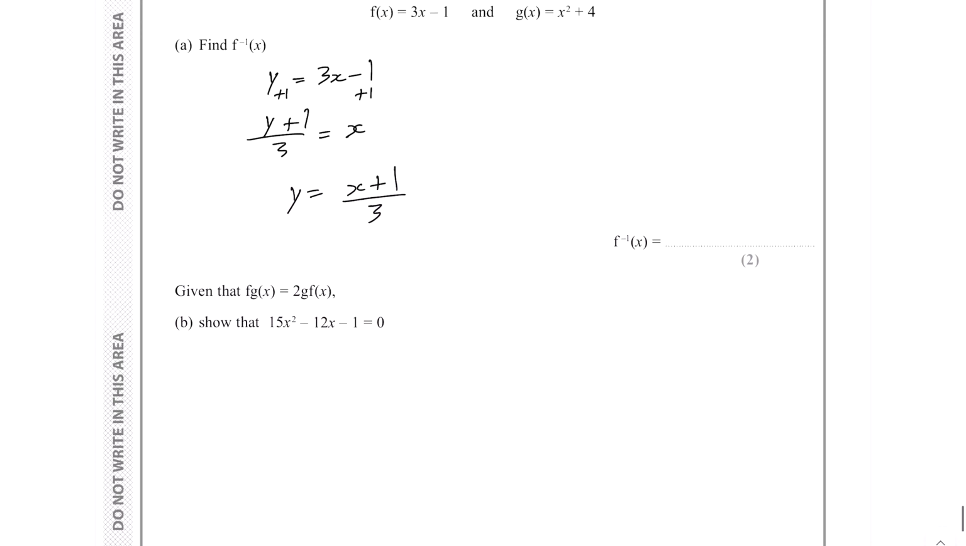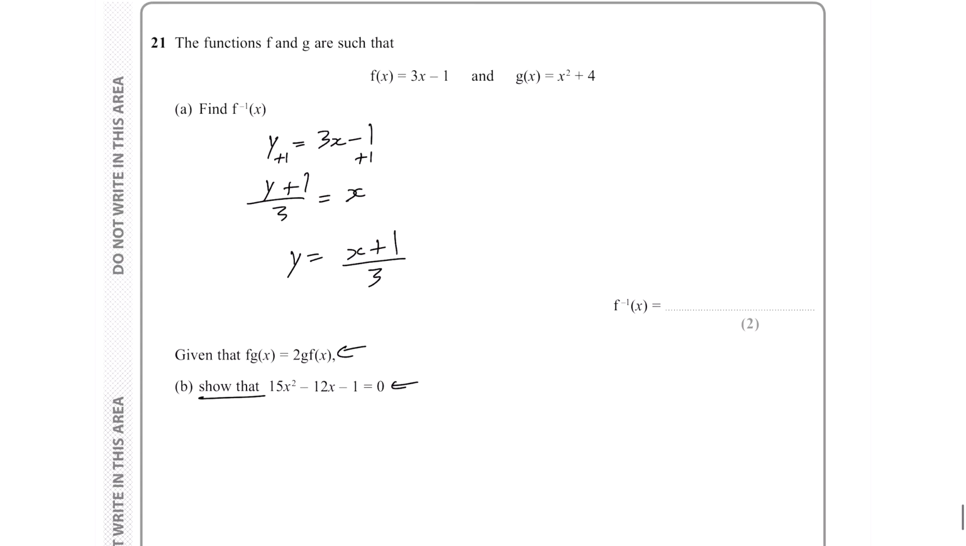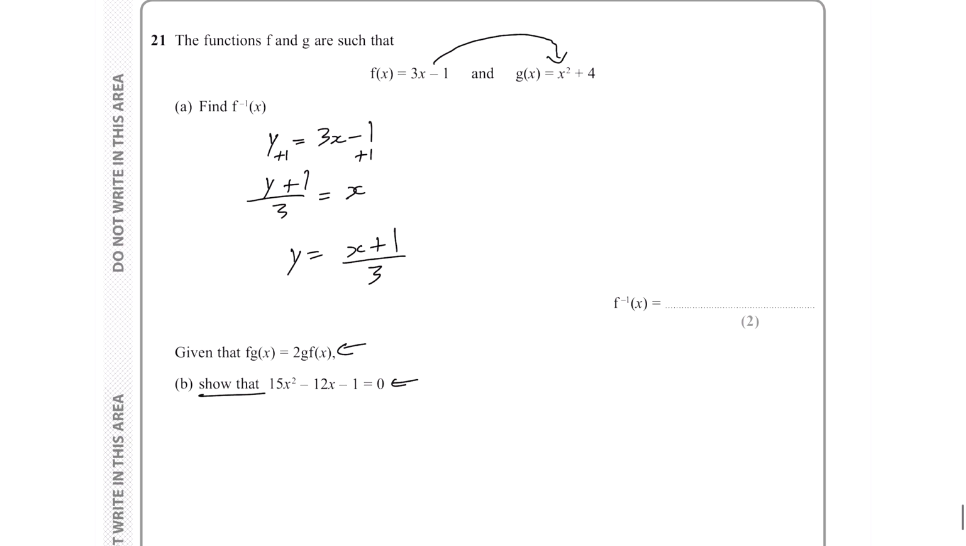Given that 2fg of x is equal to 2gf of x, show that x squared minus 12x minus 1 is 0. Now notice it says show that, it does not say solve, so we don't need to solve this. We need to show that this equation is true based on what they've told us here. So if you look at fg of x, what that's saying is I need to substitute this into there. That's what fg of x is. So if I first do that, if I substitute that into there, that will become 3.